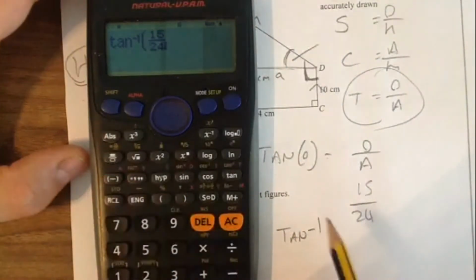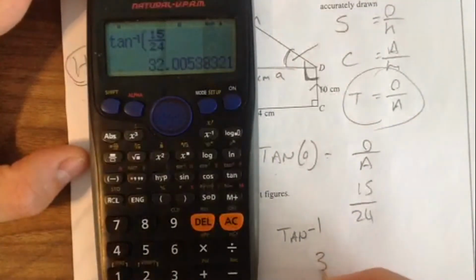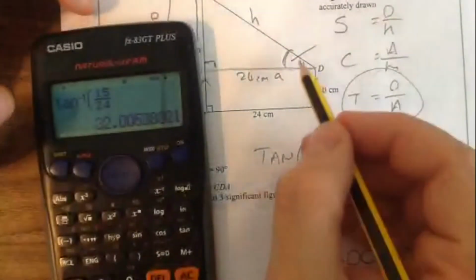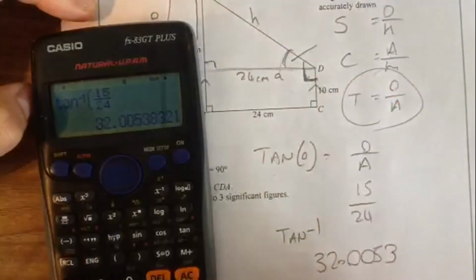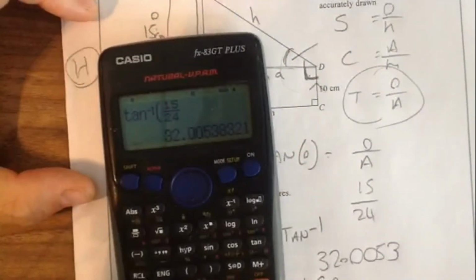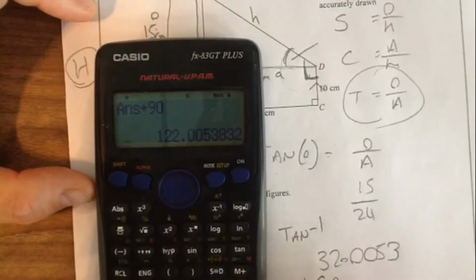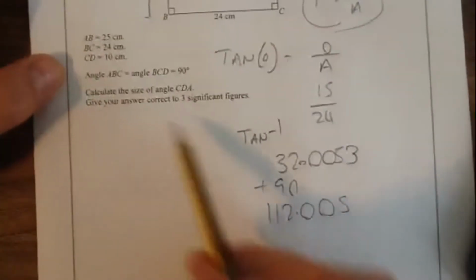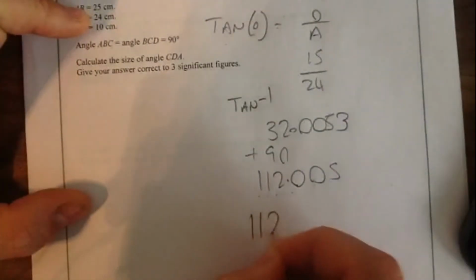If you wanted to, you can put that in brackets and find the actual decimal equivalent. So 32.0053. I've written too many digits here, which is this one here. But I have to add my 90 as well, because it's actually asking for the whole thing. So I'm going to add 90 degrees to that, which is 112.005. Now it says to 3 significant figures. This is my first significant figure, that's my second, that's my third. This rounds down, so my answer is 112 degrees.